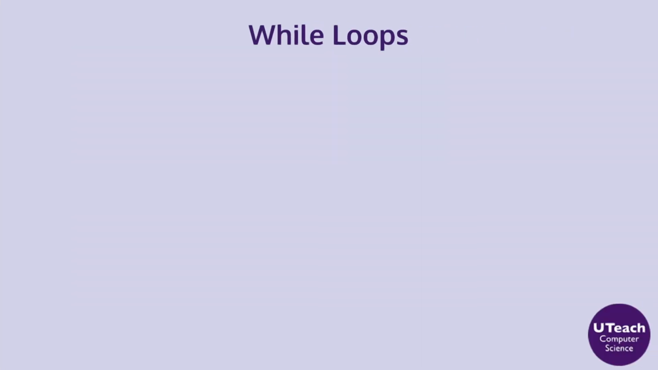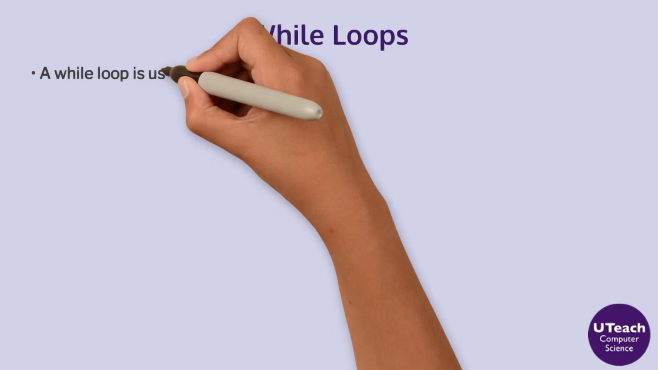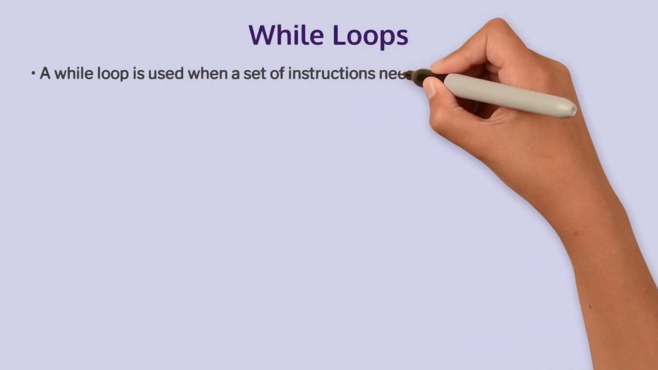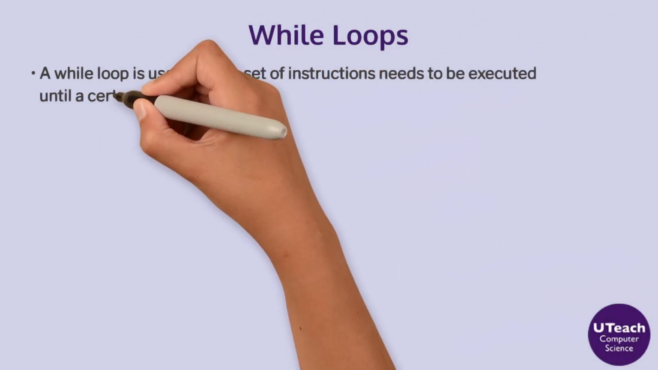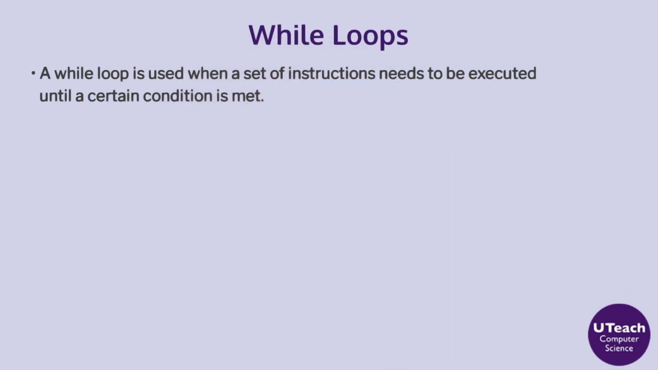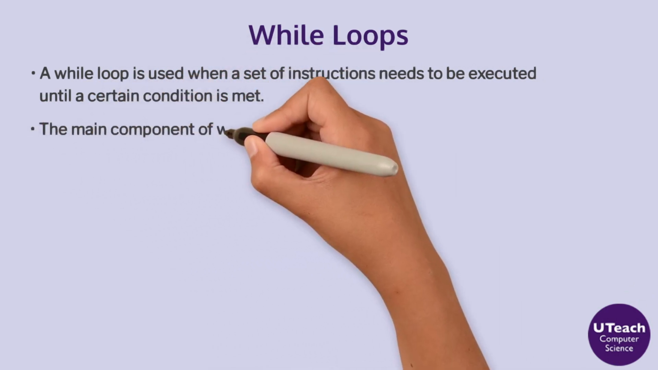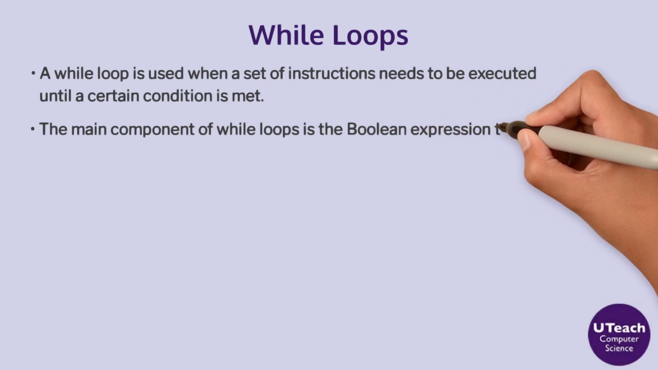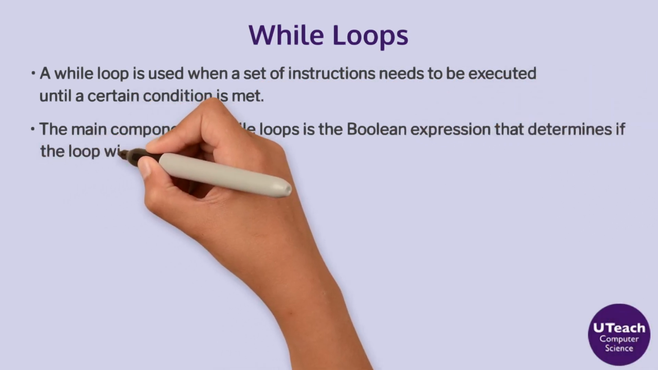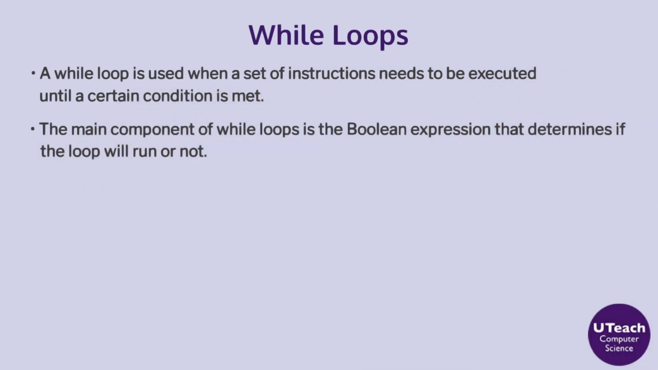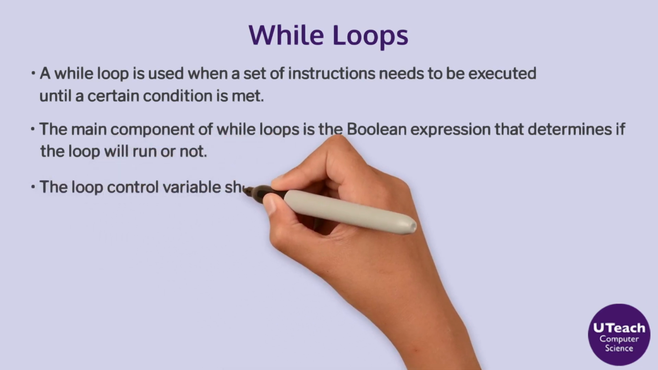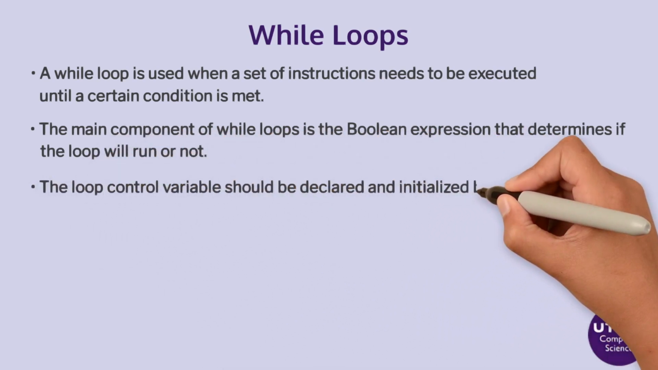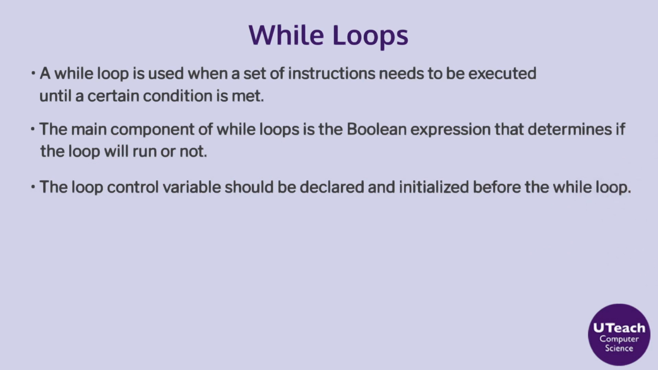To recap while loops. A while loop is used when a set of instructions needs to be executed until a certain condition is met. The main component of while loops is the Boolean expression that determines if the loop will run or not. The loop control variable should be declared and initialized before the while loop.